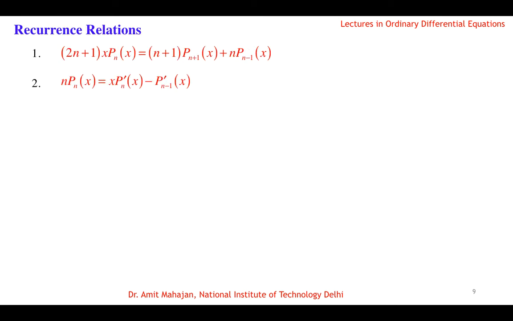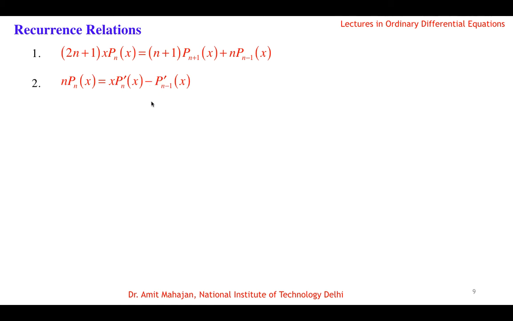One last thing that we are going to do today is the recurrence relations for the Legendre polynomials, and just like Bessel's there are many, so I'm just going to give you two examples here. The first recurrence relation is (2n plus 1) x Pn(x) is equal to (n plus 1) P(n plus 1)(x) plus n P(n minus 1)(x). And the second is n Pn(x) is x Pn'(x) minus P(n minus 1)'(x), where the dash denotes the derivative with respect to x.